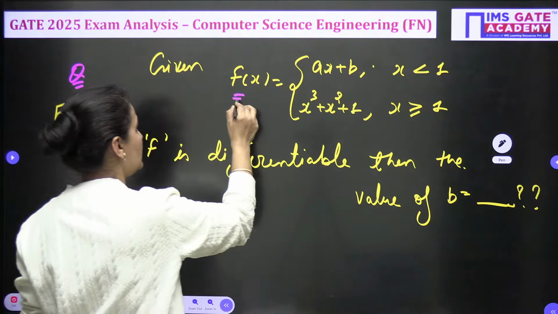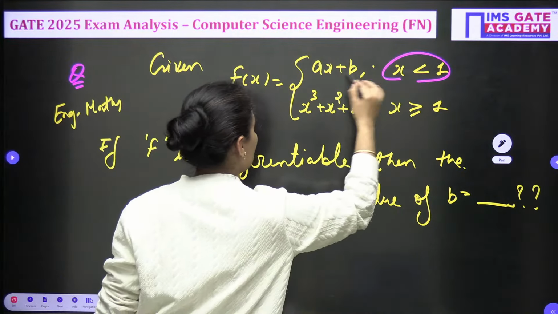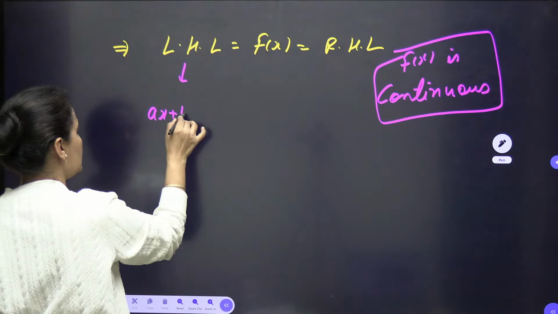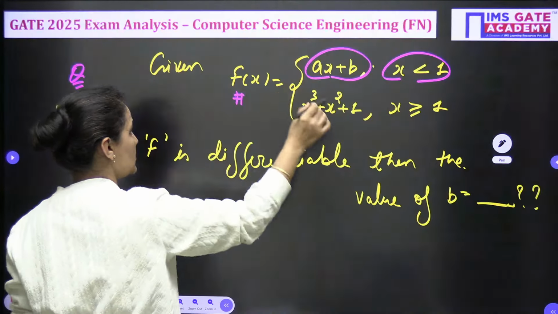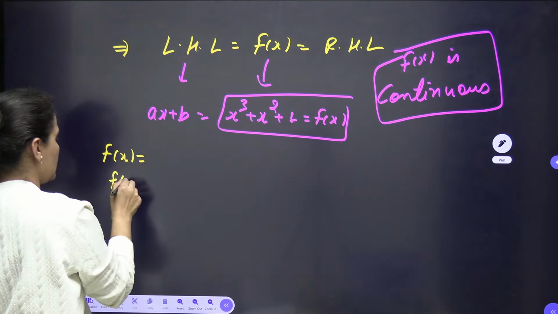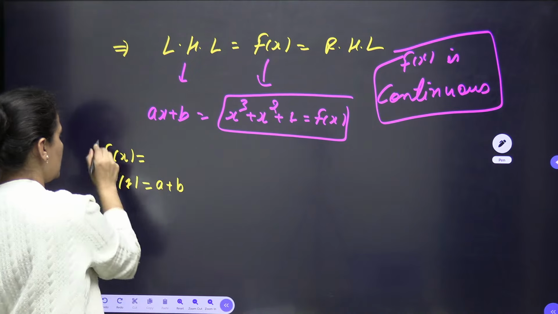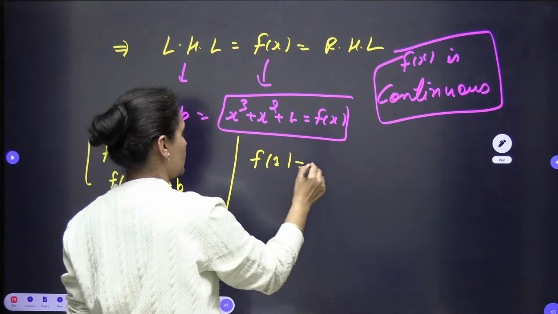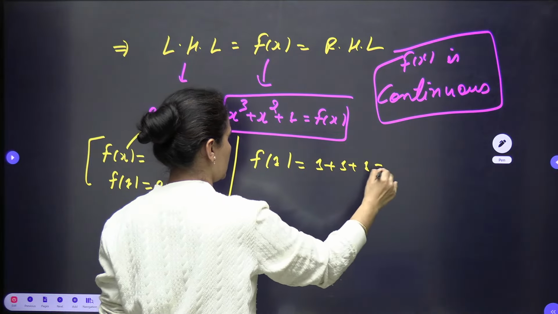So when I am talking about this one, I can take this as the left hand limit. When I am writing the left hand limit, which is ax plus b, we can put it equal to the function. What is the value of the function? The function is x cube plus x square plus 1. So rather than writing this, I can write this is my function. If I put x equals 1 here, this is basically a plus b. And here when I put x equals 1, this is 1 plus 1 plus 1, which is 3.